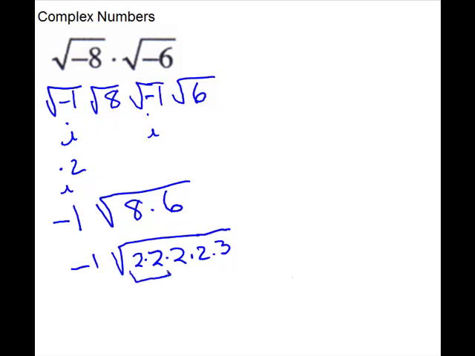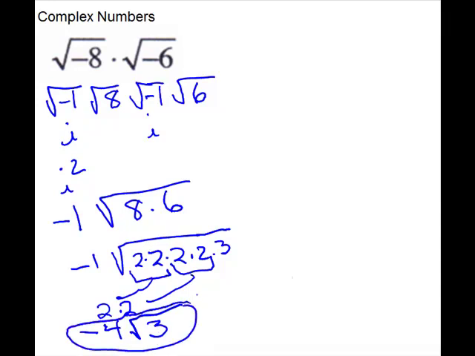And so now we look for squares. So there is a square, and here is another square. So we're going to take a 2 out and a 2 out. That will give us 4 times -1 is -4 times the square root of 3 is our answer.